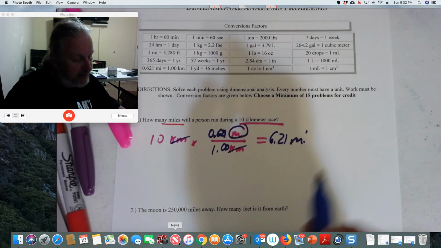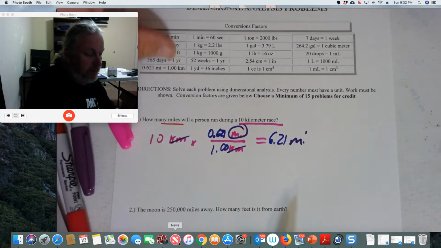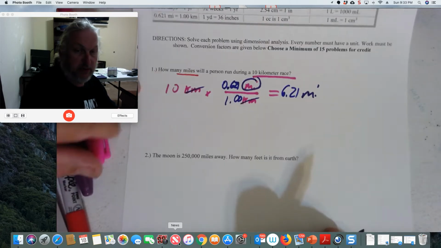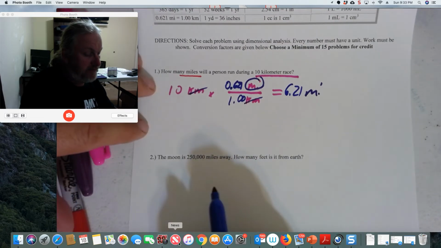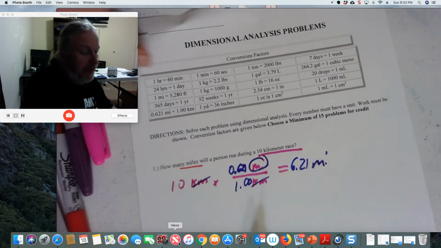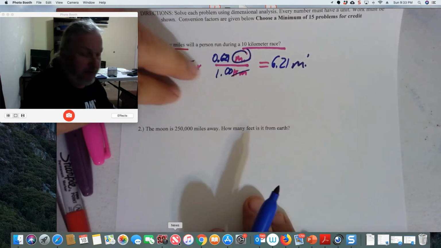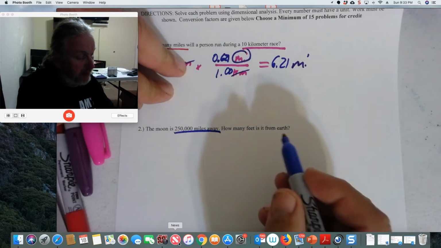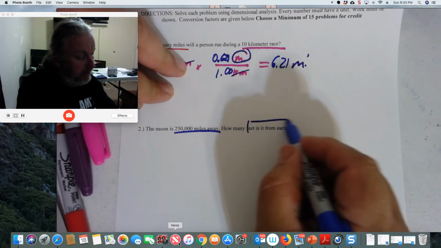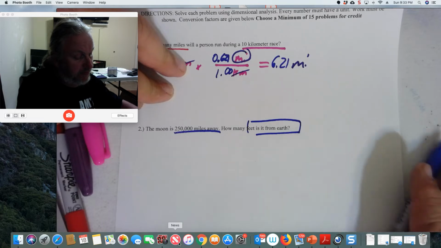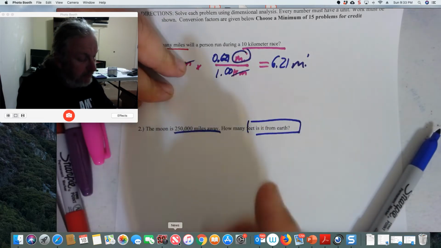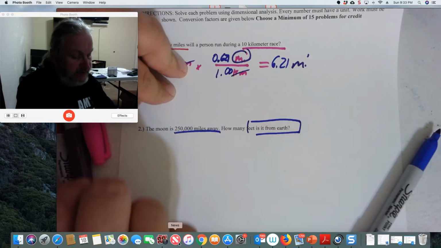All right, let's keep going. Let's see how much we've got here. Here's another one. The moon is 250,000 miles away. Y'all see that? 250,000 miles away. How many feet is that from Earth? That's the question. So my known is 250,000 miles, and it wants to know how many feet it is from Earth. So how many feet is that?